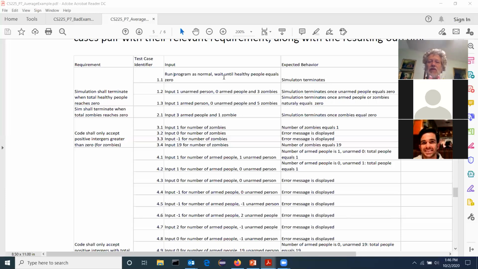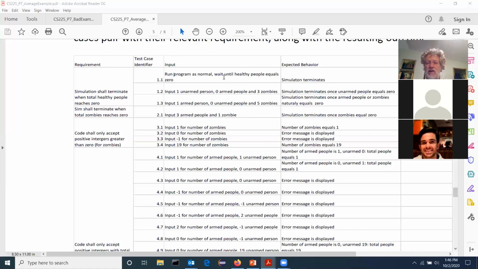What's really happening? When the number of healthy people equals 0, then the simulation terminates. Why not just have a test case where you literally set the attribute value for the healthy people to 0? That's a pretty clear test case, right? Set the attribute to 0, forget the user. You can do that as a test case in your code. Set the attribute to 0 and the simulation terminates.